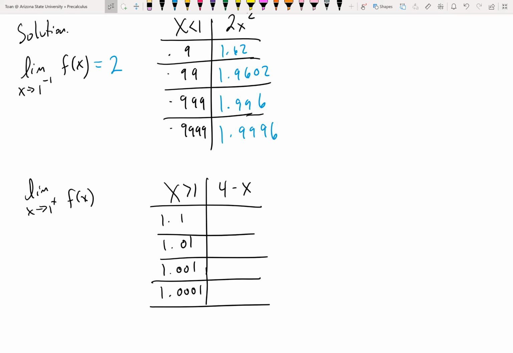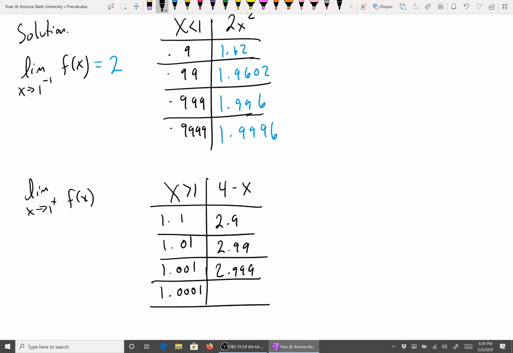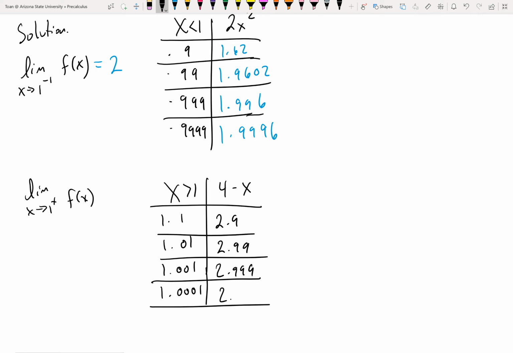So let me grab my calculator. So plug in a 1.1, you're going to get a 2.9. 1.01, you're going to get a 2.99. 1.001, you're going to get a 2.999. 1.0001, 3 zeros, is 2.9999.